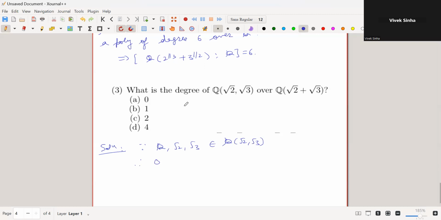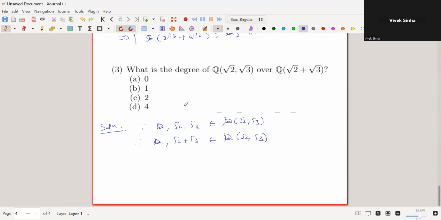Therefore, you have Q and root 2 plus root 3 inside Q(root 2, root 3). And Q(root 2 plus root 3) is the smallest field containing Q and root 2 plus root 3. So this implies that Q(root 2 plus root 3) is a subfield of Q(root 2, root 3). Okay, so one way implication is easy. Other way we have to do.